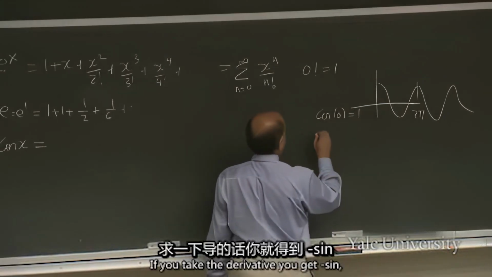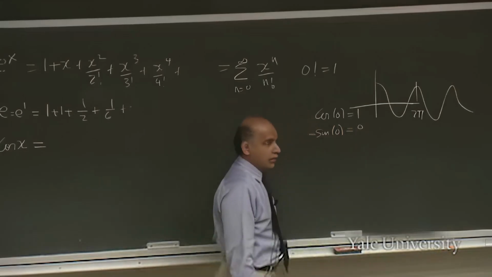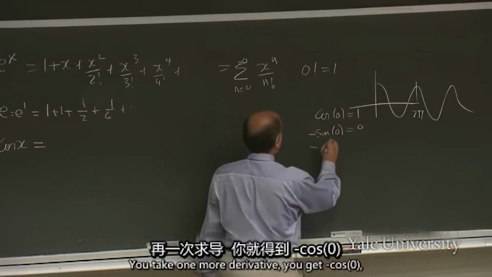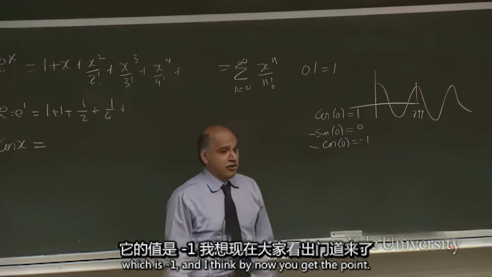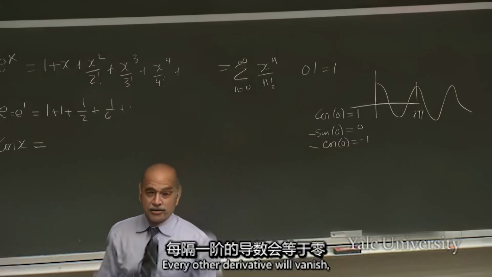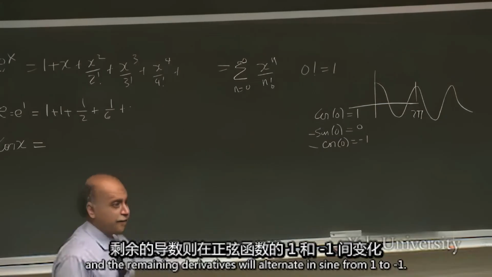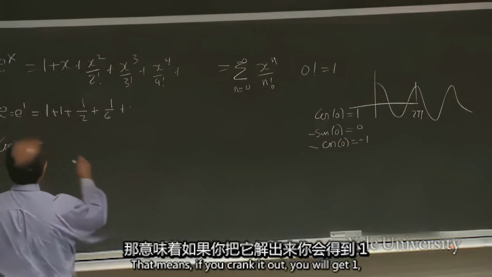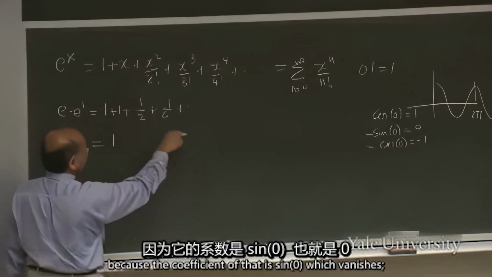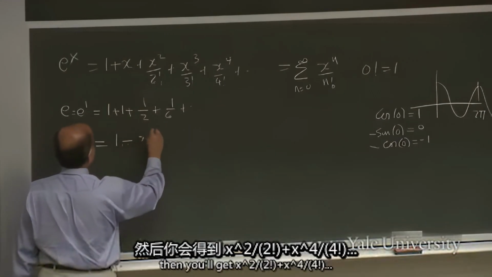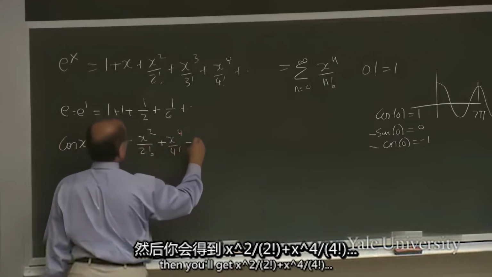If you take the derivative, you get minus sine, and its value at 0 is 0. You take one more derivative, you get minus cosine 0, which is minus 1. And I think by now you get the point. Every other derivative will vanish, and the remaining derivatives will alternate in sign from 1 to minus 1. That means if you crank it out, you will get 1. You won't have anything linear in x because the coefficient of that is sine 0, which vanishes. Then you'll get x squared over 2 factorial plus x to the 4 over 4 factorial, and so on.